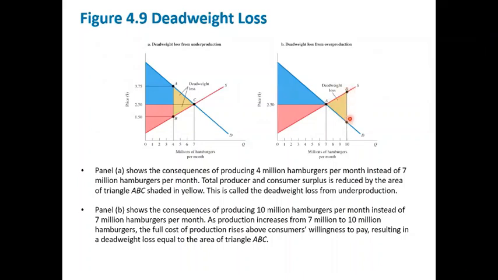Or the government might be subsidizing the production, right? Could be subsidizing the production and making a deadweight loss from overproduction. Not all subsidies generate deadweight losses, but you could. Deadweight losses come from over or underproduction.